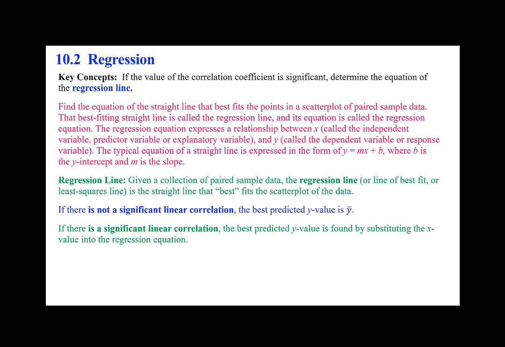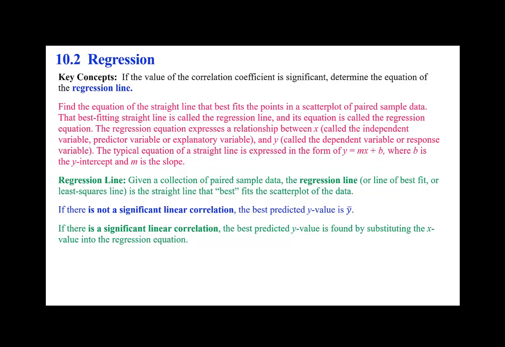Given a collection of paired sample data, the regression line, or line of best fit, or least squares line, is the straight line that best fits the scatter plot of the data. If there is not a significant linear correlation, the best predicted y value is y bar. If there is a significant linear correlation, the best predicted y value is found by substituting the x value into the regression equation. So we come up with the regression line. We normally come up with the regression line if the correlation is strong, in which case, if they give us an x, we put it into that and we come up with the y value. That is the prediction, if you will.